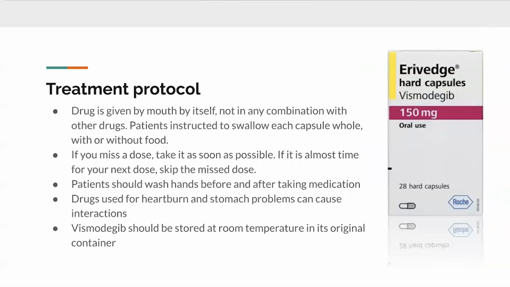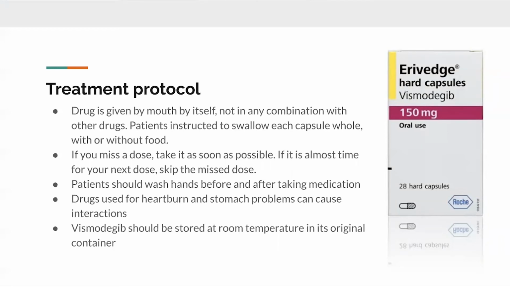So the treatment protocol, the drug is given by mouth, and patients are instructed to swallow each capsule whole with or without food. It's important that patients don't crush, chew, or split the tablets. And if a patient misses a dose, they should take it as soon as possible. If it's almost time for the next dose, they should skip the missed dose, though, because it's important that they don't double dose. And patients should perform hand hygiene before and after taking it.